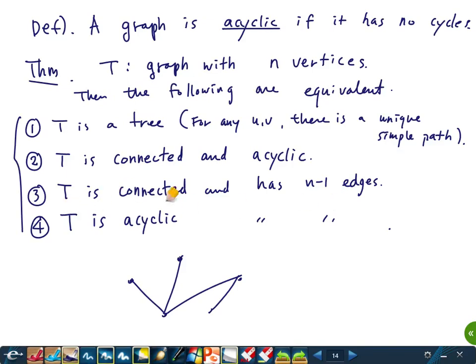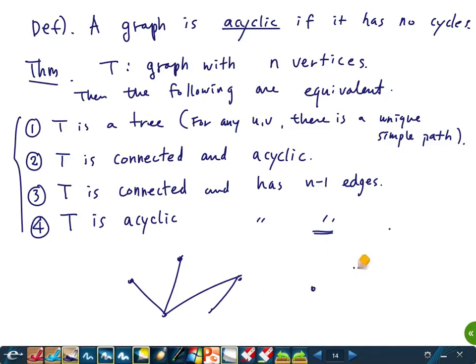So in other words, this means minimally connected in some sense. You can think of this as minimally connected: connected, but with the fewest possible edges. What about acyclic? Acyclic and n-1 is the maximum possible number of edges for an acyclic graph.